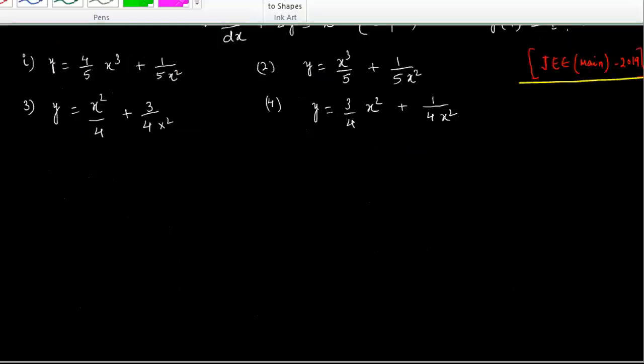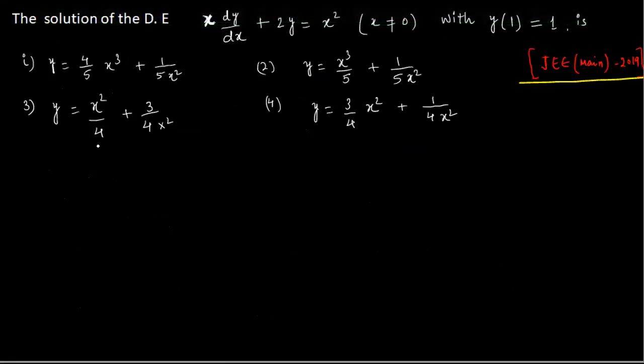Here, again, we have a simple differential equation, and it is given that the value of y is 1 at x equal to 1. So let us write this differential equation in standard form. Let us divide everything by x. So we can rewrite this equation as dy over dx plus 2 over x into y equals x.